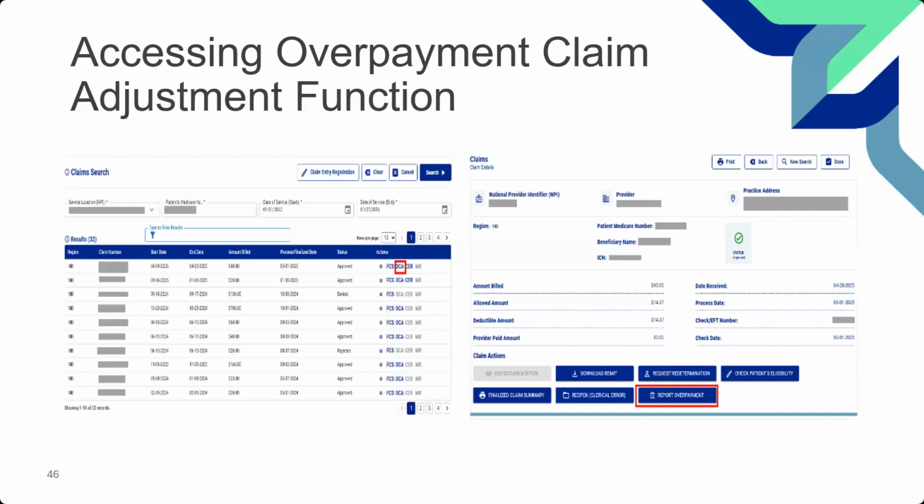Now, accessing the overpayment claim adjustment function can be done from the claim search screen. That acronym OCA is going to be shown in blue to let you know that that is something you can do for that claim. It's also in the claim detail. When we looked at those claim actions, there's also going to be a blue button that you can select there.